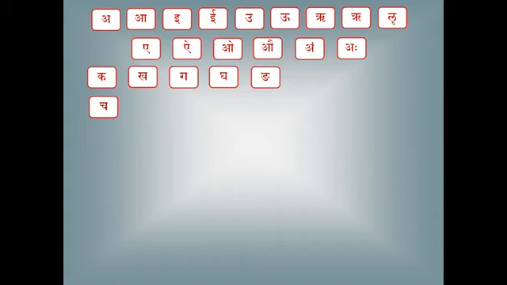Next one. Cha. Alpaprana or Mahaprana? Alpaprana. Is it a soft consonant or hard consonant? Soft consonant. Really? Just now I taught you. If I ask you, is it soft, then you would say soft. If I ask if it is hard, you will say hard. Only 2 things are there. Are you sure? Soft? No. Hard.